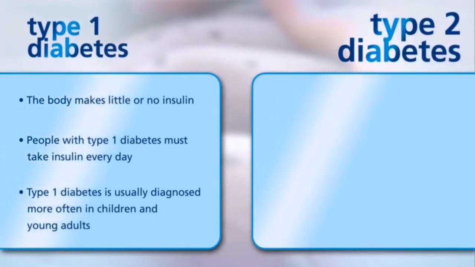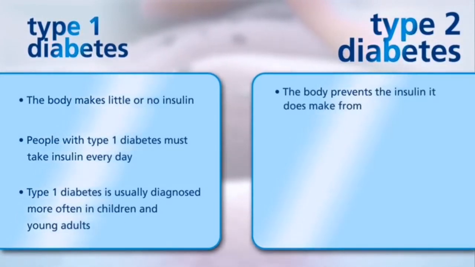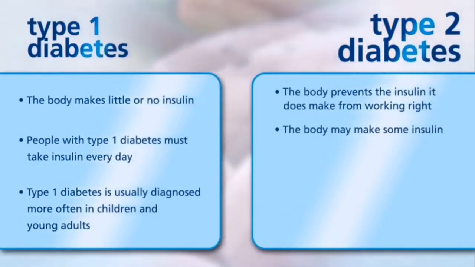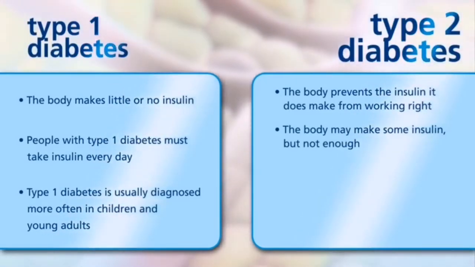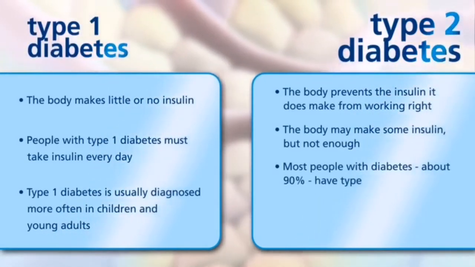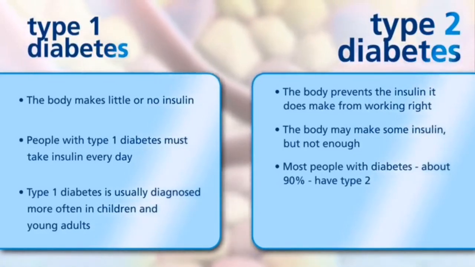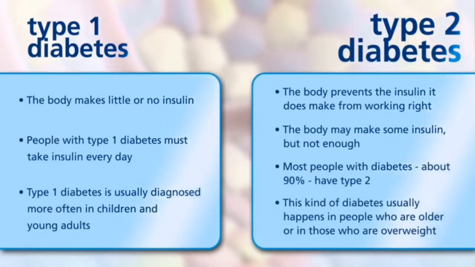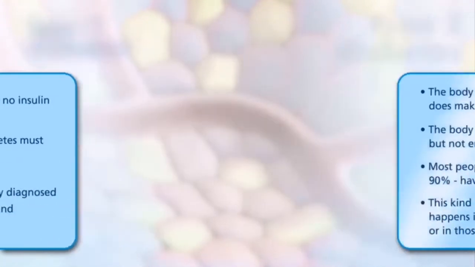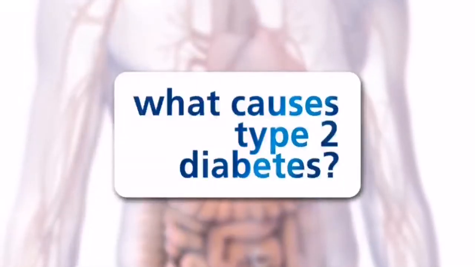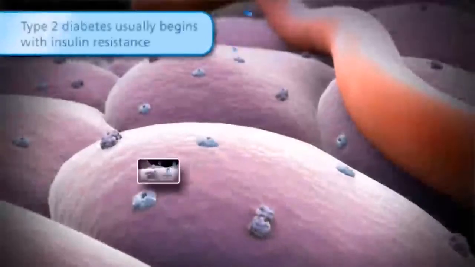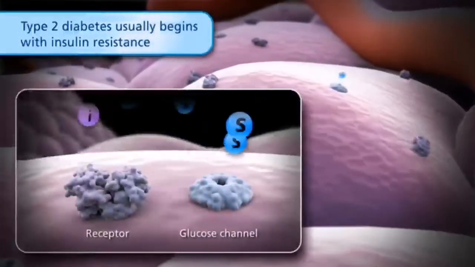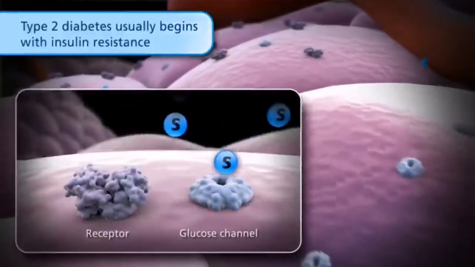In type 2 diabetes, the body prevents the insulin it does make from working right. The body may make some insulin, but not enough. Most people with diabetes, about 90%, have type 2. This kind of diabetes usually happens in people who are older or in those who are overweight, not able to use it properly. Type 2 diabetes usually begins with insulin resistance. This is when the cells can't use insulin properly.